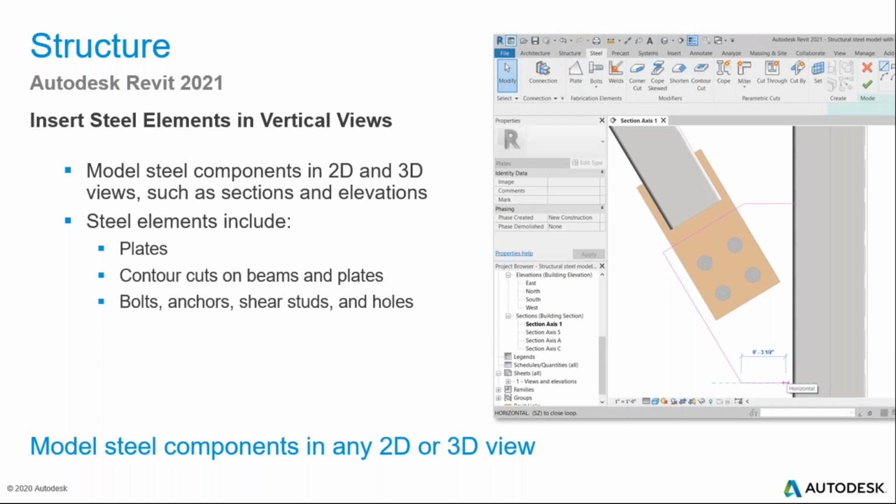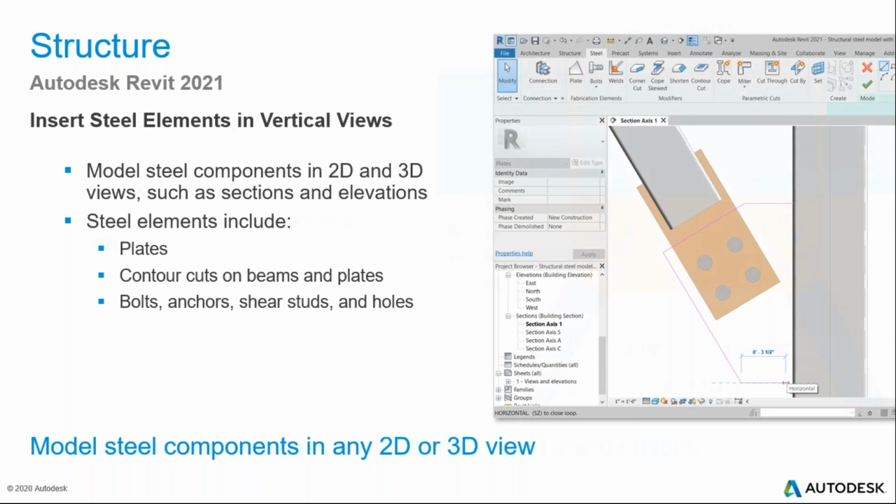In earlier versions of Revit, users were limited to inserting steel components in 3D views and 2D horizontal views, such as levels and floor plans. In 2021, this limitation has been removed. Revit users may now place steel components in 2D vertical views. For example, a user may insert a steel plate in an elevation view or a vertical section. This new feature gives you the freedom to model steel components in any view, wherever you prefer to see, create, or adjust them.